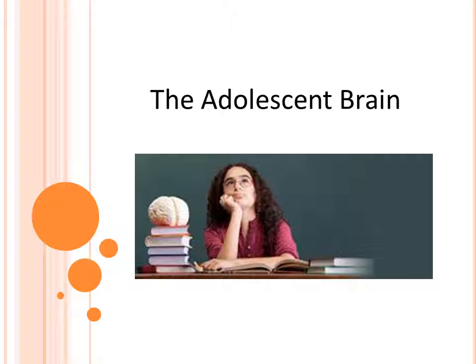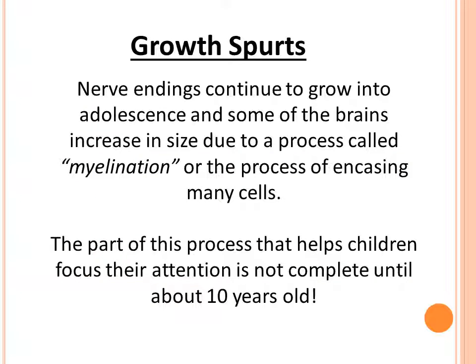Now we'll move on to talk about the development of the adolescent brain. Nerve endings continue to grow into adolescence, and some of the brain's increase in size is due to a process called myelination, or the process of encasing many cells. The part of this process that helps children focus their attention is not complete until about 10 years old.